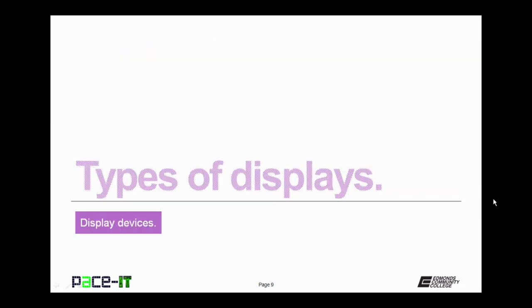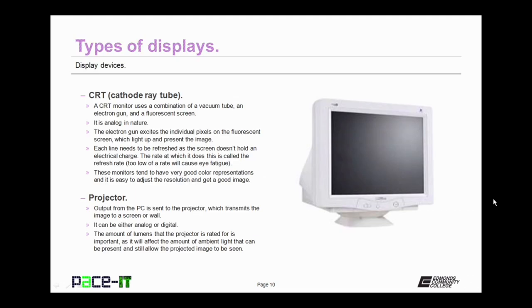Now let's move on to types of displays. And we start with the CRT, the cathode ray tube. Now this is an older standard. A CRT monitor uses a combination of a vacuum tube, an electron gun, and a fluorescent screen. It is analog in nature. The electron gun excites the individual pixels on the fluorescent screen, which then light up and present the image.